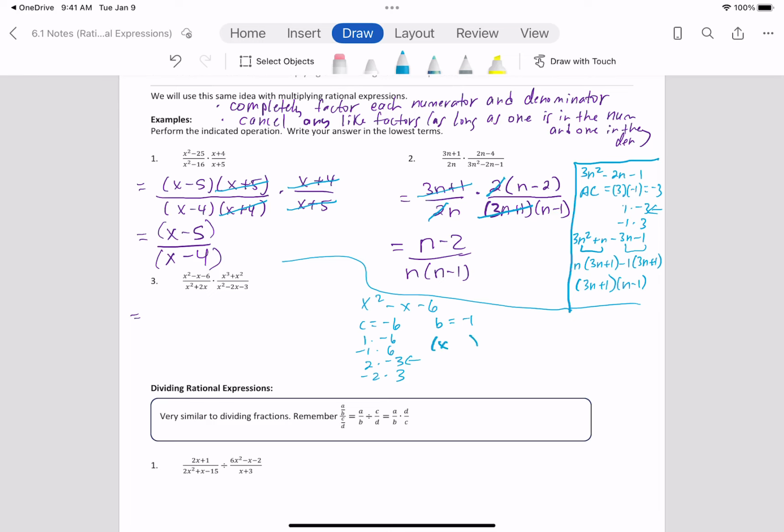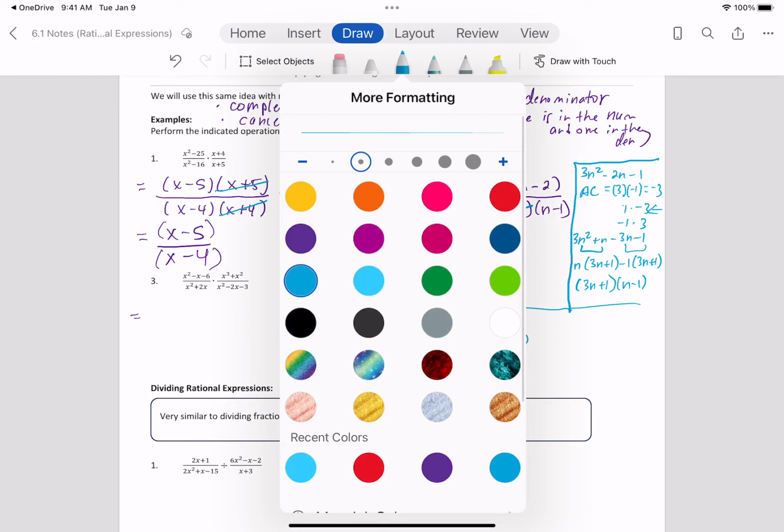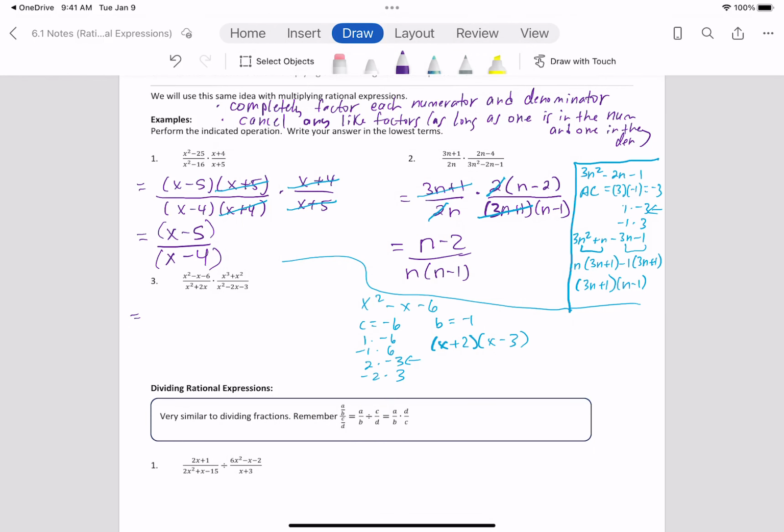So with this one, we don't have to go through that rewriting and grouping process because a was 1. We can use our factors directly, and this one will be x plus 2, x minus 3. So we can put that into the problem. And then the denominator, that's just 2 terms. So we have a GCF of x, so we can factor that out. That leaves me with x plus 2.